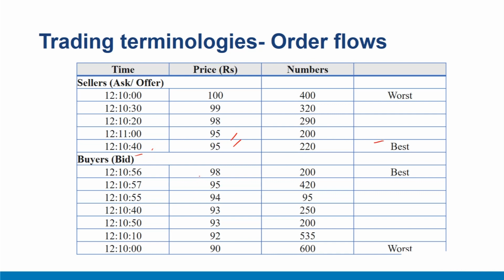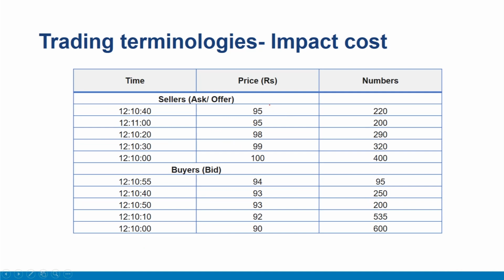Similarly, on the bid side, notice the highest price is 98. Since there is no other order at 98 rupees, this 98 rupee limit order will be considered the best, and 90 rupees, which is the lowest price, will be considered the worst. Also, a very important dimension of the order book is impact cost, which is the impact of one's own trade on prices. So if a large trader comes to the market, his own trading activity will shift the prices, whether on the ask side or the bid side. So let us examine how to compute this impact cost.